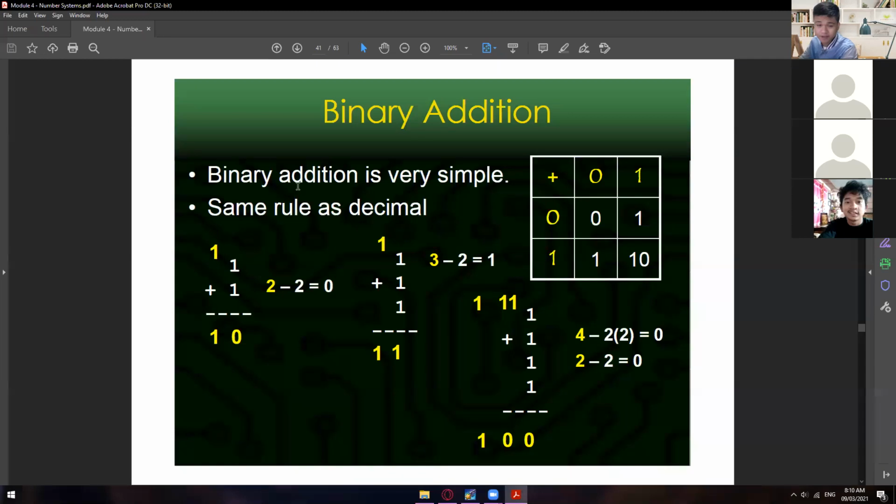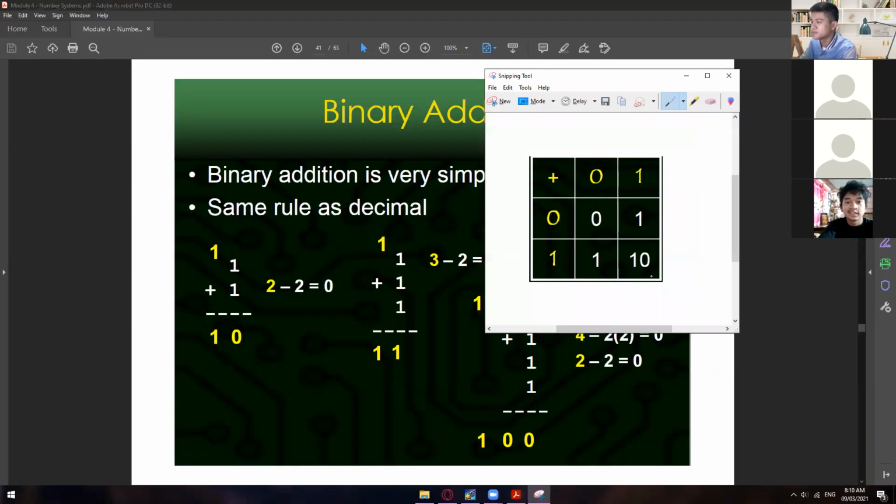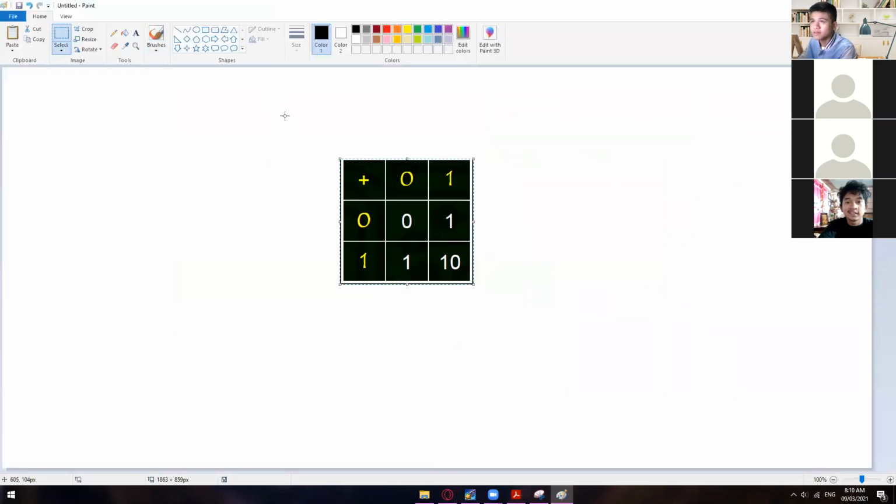Binary addition is very simple. It is the same rule as decimal. As you can see right here, 1 plus 1 is 10, 1 plus 1 plus 1 is 11, and 1 plus 1 plus 1 plus 1 is 100. So how did we get those 100, 11, and 10? You can say that it came from this table. All right, so we do have this table for addition.